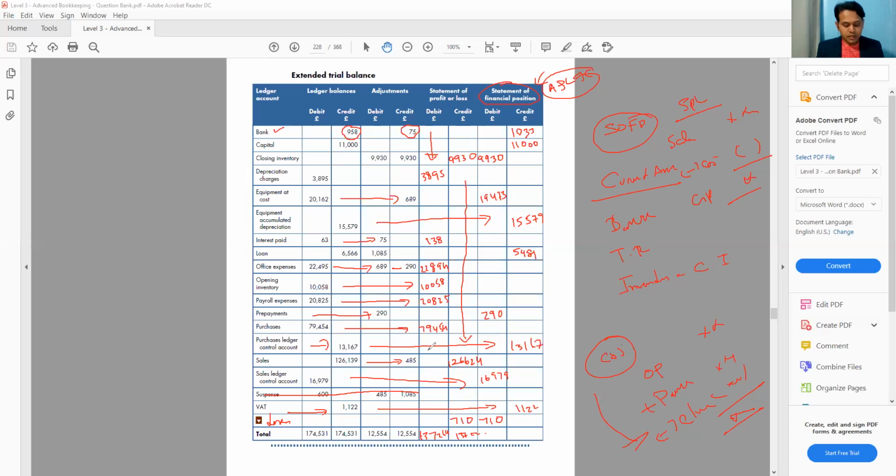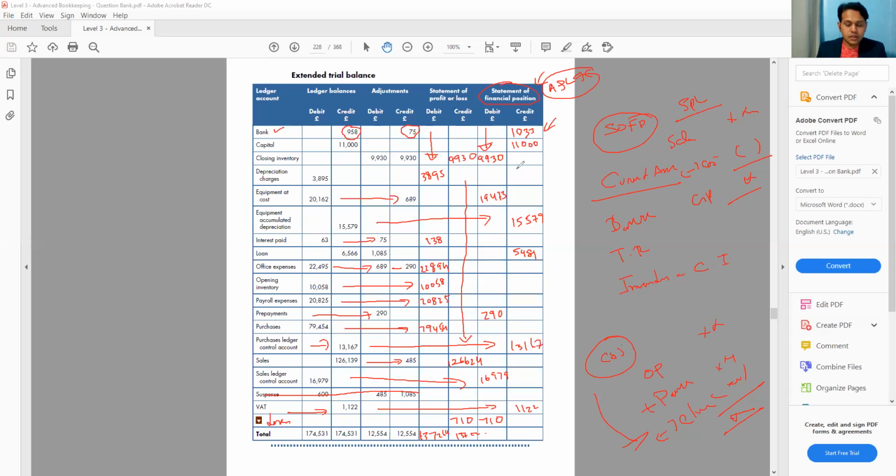So after that, all you need to do is add both sides of the statement of financial position, the debit and the credit, and they have to be equal. They have to match. The debit side and the credit side have to be equal. So can we check that? The debit and the credit.